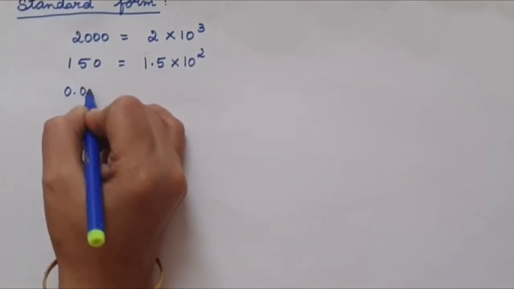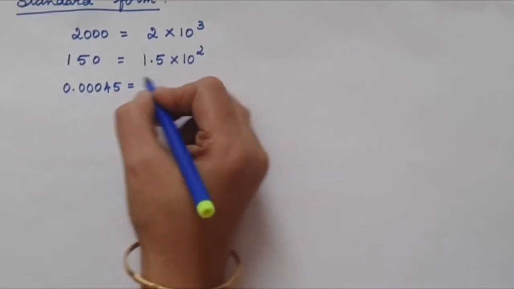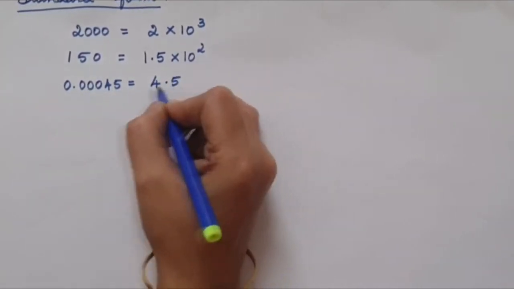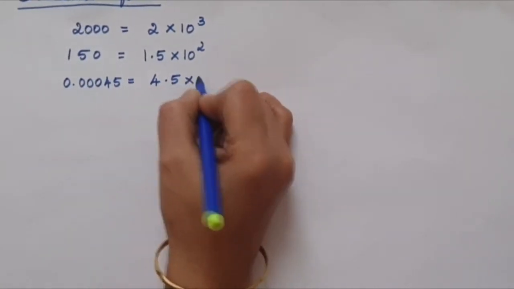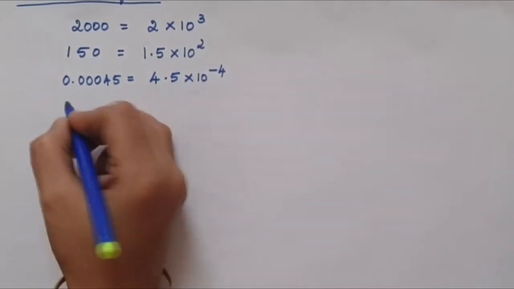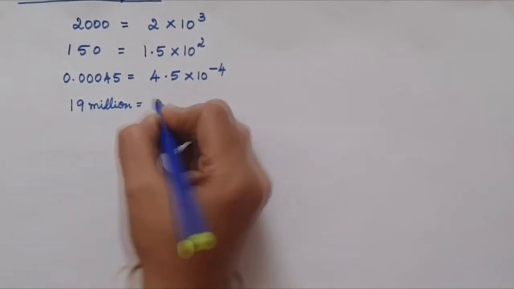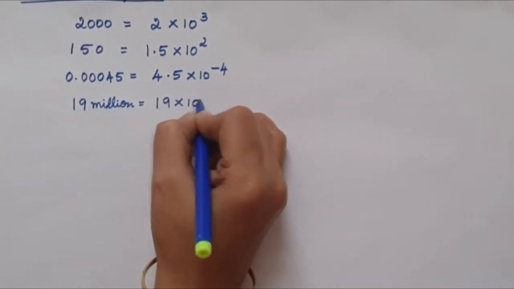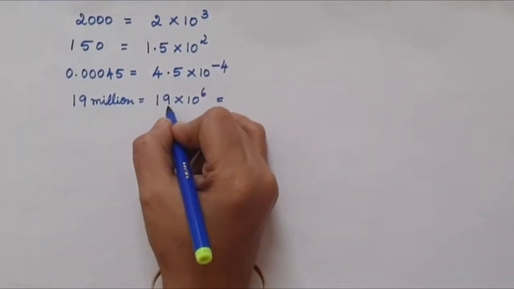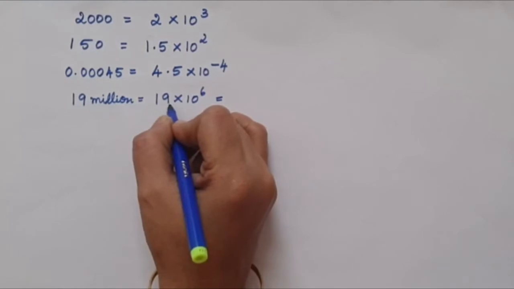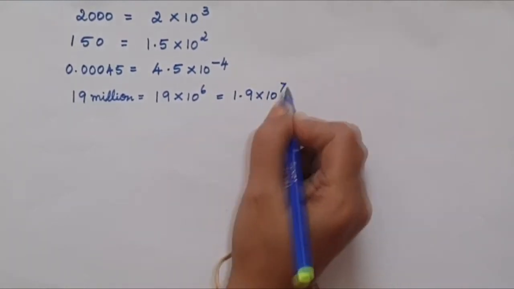Suppose you have a number 0.0045. This can be written as 4.5. So how many places have we shifted? 1, 2, 3, 4. So it will be into 10 to the power of minus 4. Now 19 million. Million is 10 to the power of 6. When we write it in standard form, because this doesn't have one number before the decimal point but two numbers, it will be 1.9 into 10 to the power of 7.